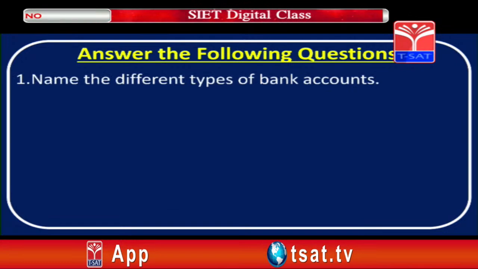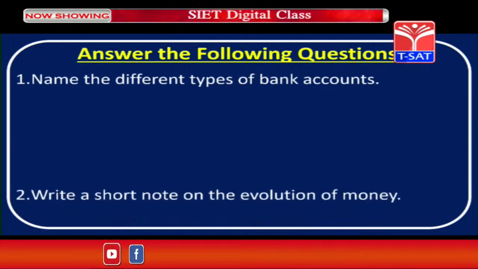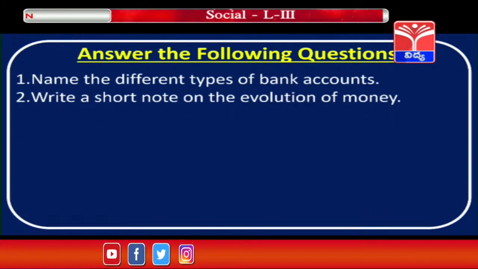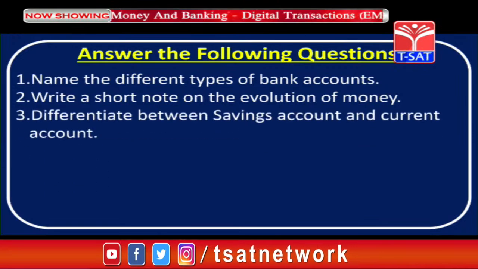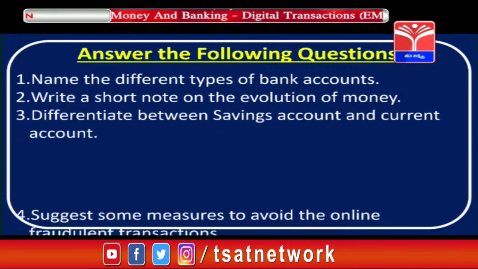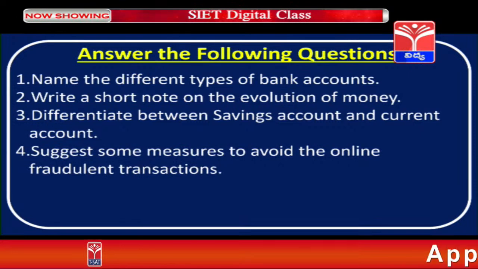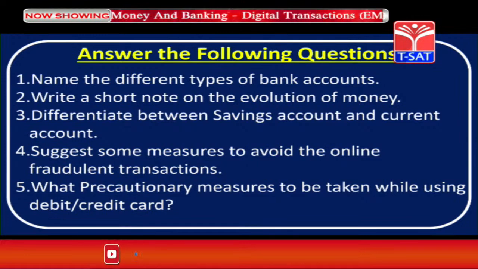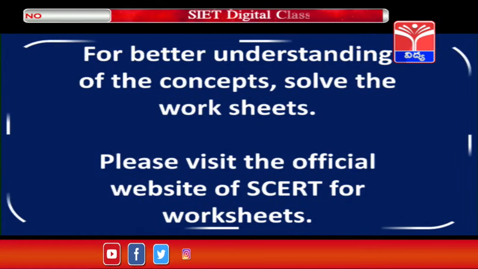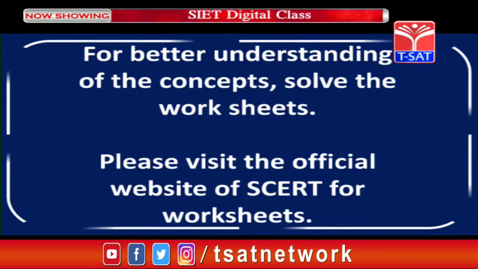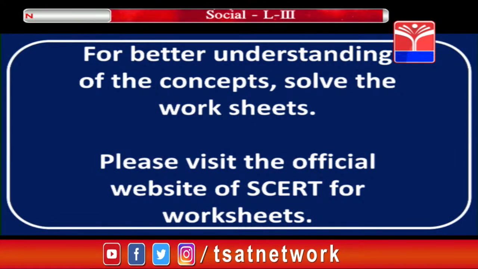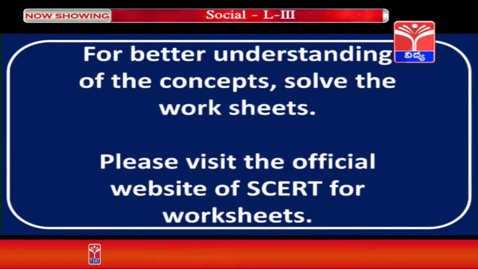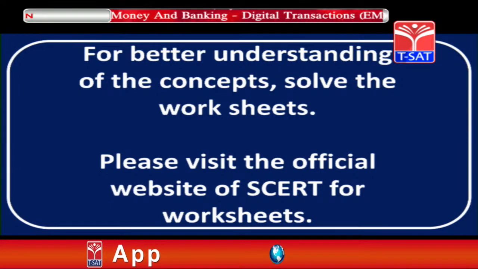You have to name the different types of bank accounts. Write a short note on the evolution of money. Differentiate between savings account and current account. Suggest some measures to avoid online fraudulent transactions, and write some precautionary measures to be taken while using a debit card or credit card. Along with these questions, children, please practice the worksheets which are published by SCERT. You can procure these worksheets from the official website of SCERT.